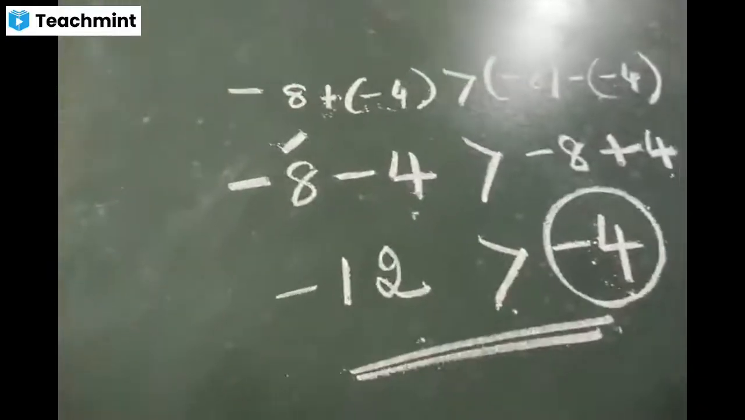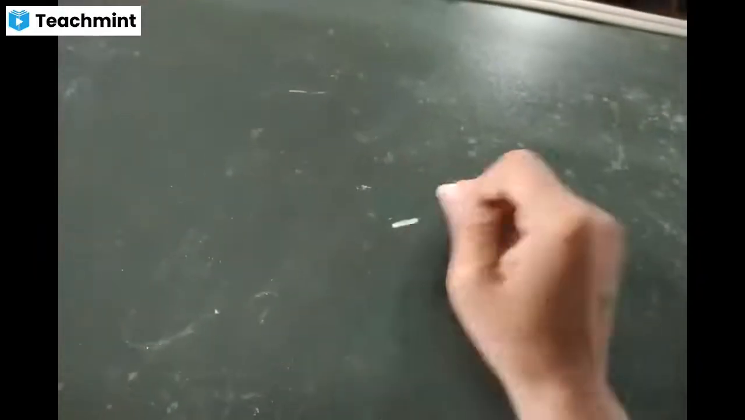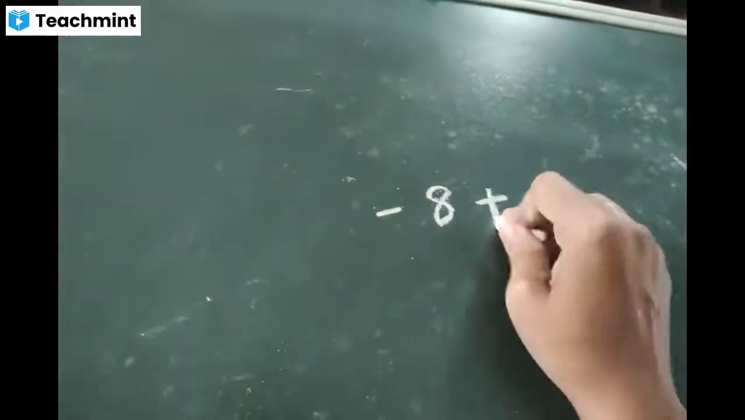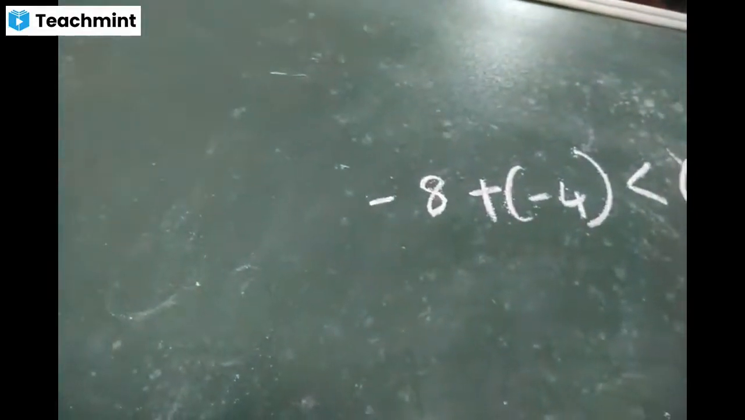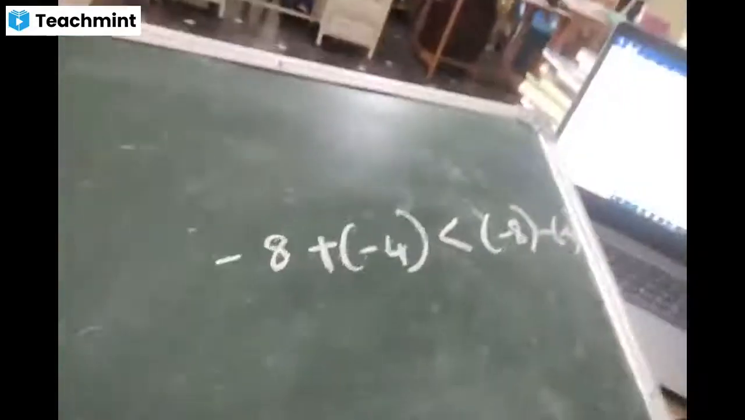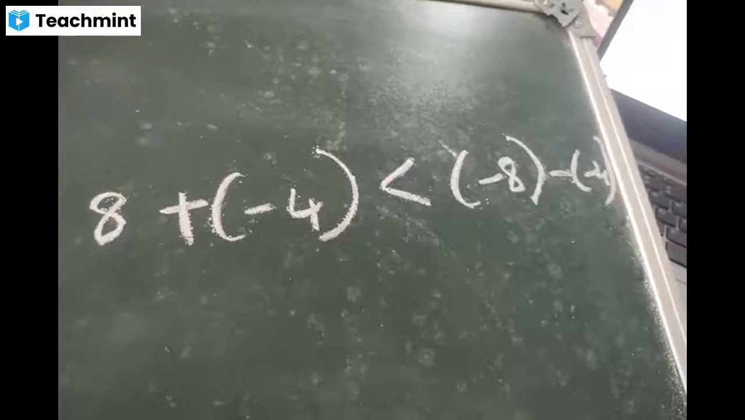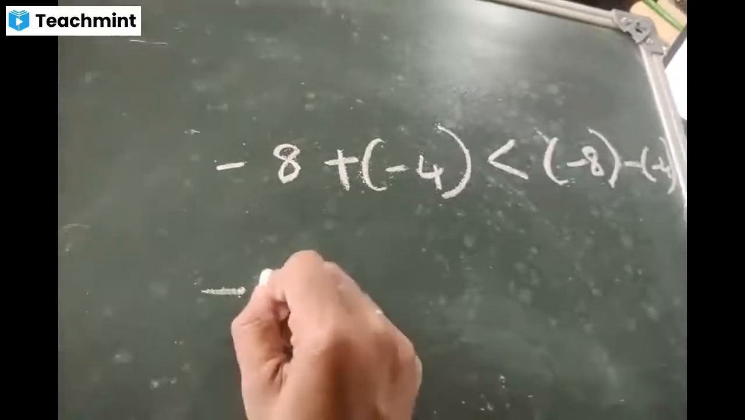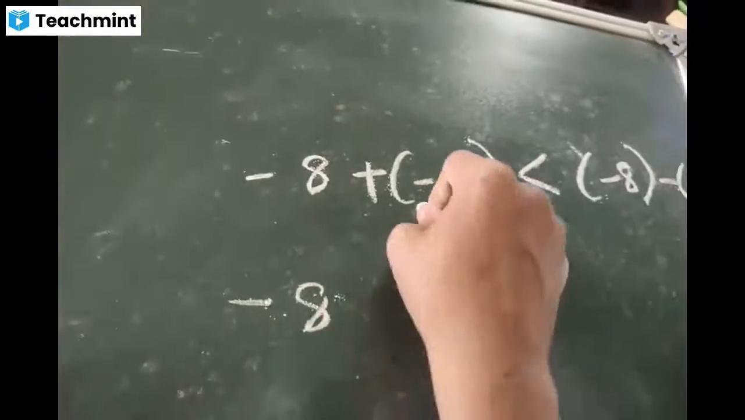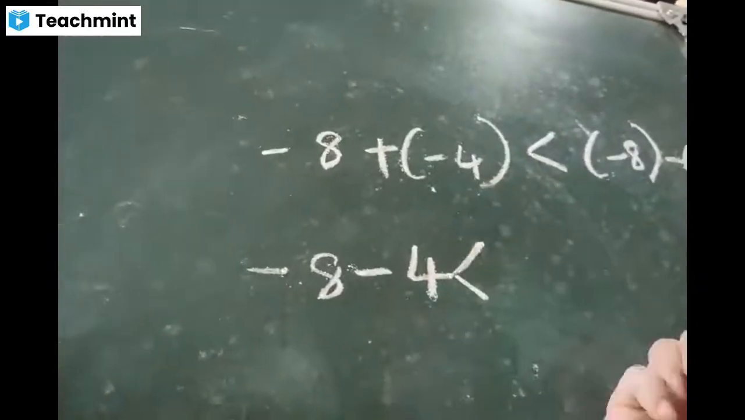So, let us see the second option. You don't write now. Look now. I will upload afterwards. The second option is minus 8 plus of minus 4 is less than minus 8 minus of minus 4. Now we will check whether it is true or false. The first condition is minus 8 plus into minus is minus 4.